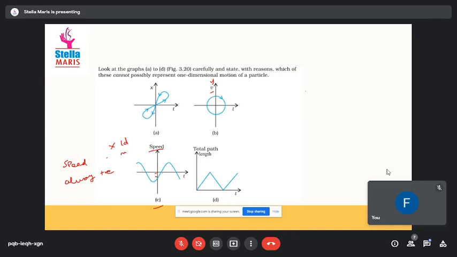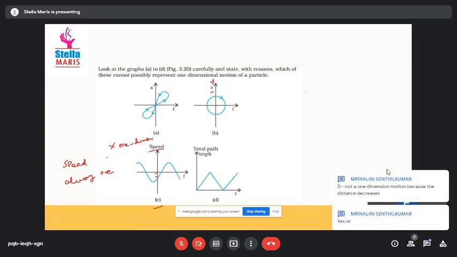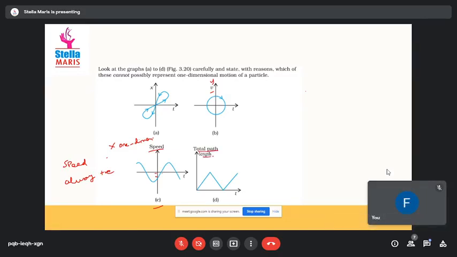What about D? Soumya and Jayashri. Is my voice clear? D is not a one-dimensional motion because the distance decreases. Very good. So the total path length here decreases. It is 0, it increases to a certain level.